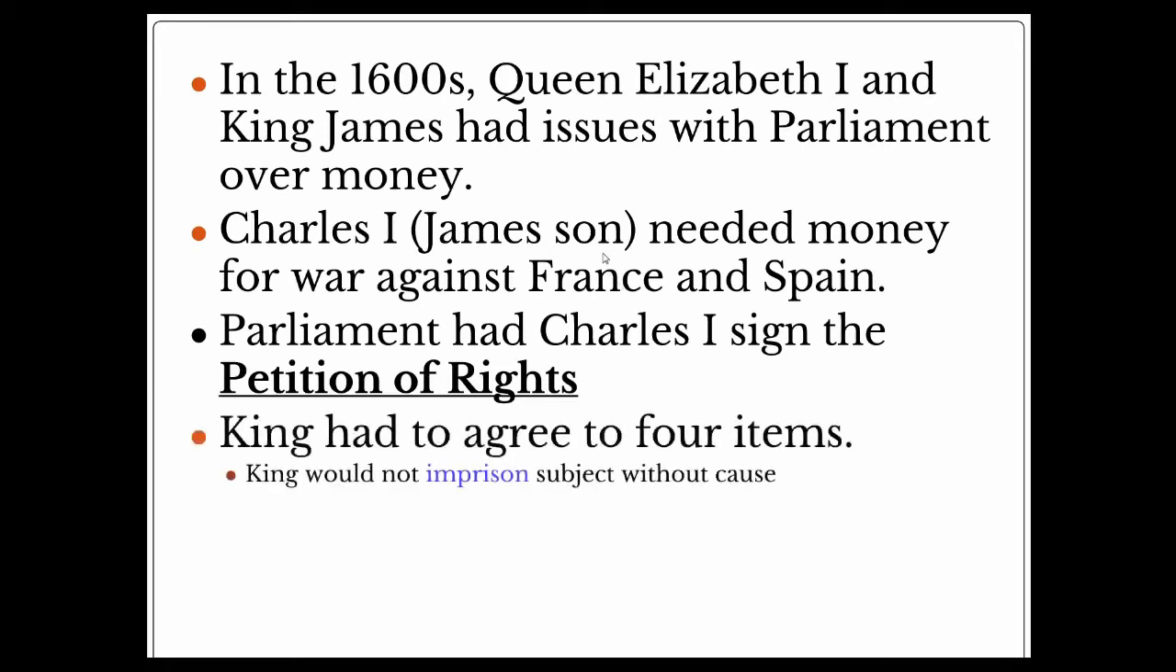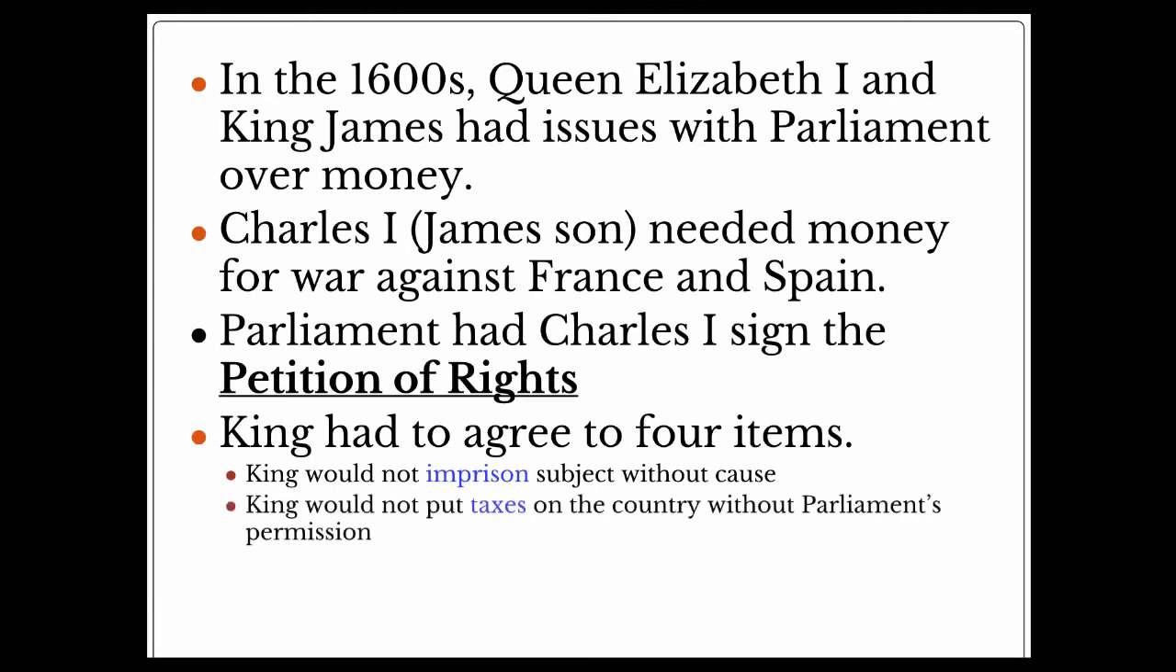First, the king could not imprison subjects without cause, so you cannot say off with his head, you're going away to prison or the guillotine. You have to have a trial in order for that to happen. Next, you cannot put taxes on the country without Parliament's permission. So again, if you want to raise taxes for a war or to build a magnificent palace, it has to be approved, like we do today with Congress in our country.